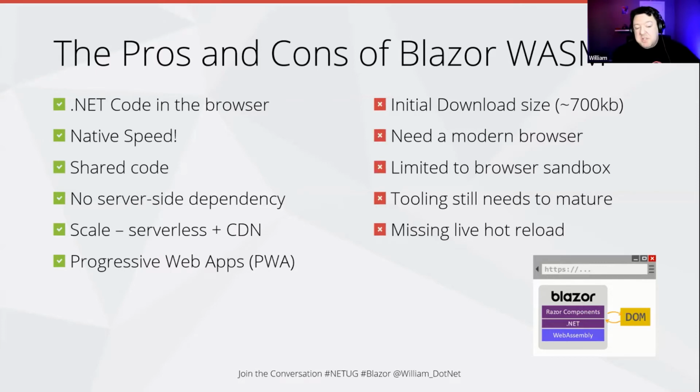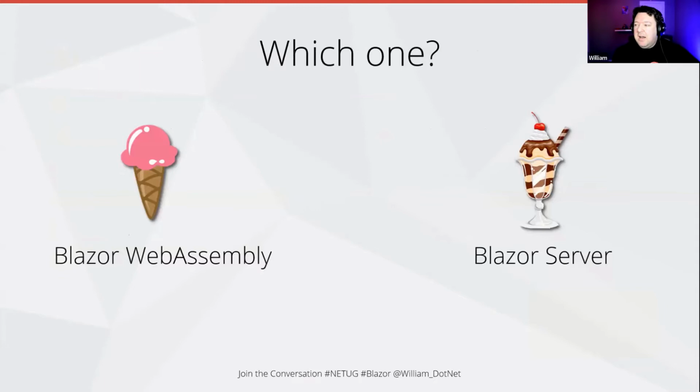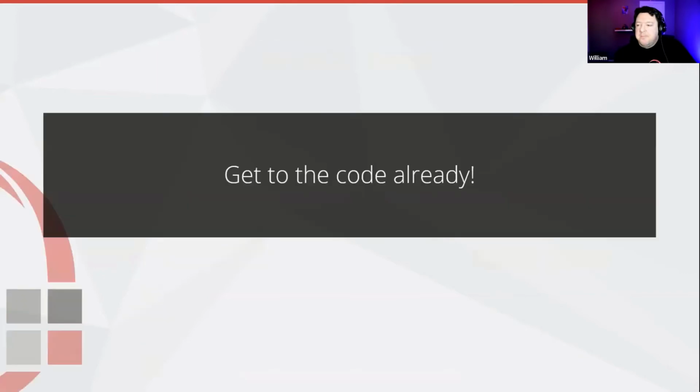The big thing that's missing for a lot of front-end devs is they love the live hot reload feature, which is not available currently, but that's also coming. We're working on it. So which one would I choose? I would choose Blazor WebAssembly. It's for me still the lighter option of the two. I think being able to execute that on the client side, have it nice and snappy, for me that's a big win. So let's go and look at some actual code.